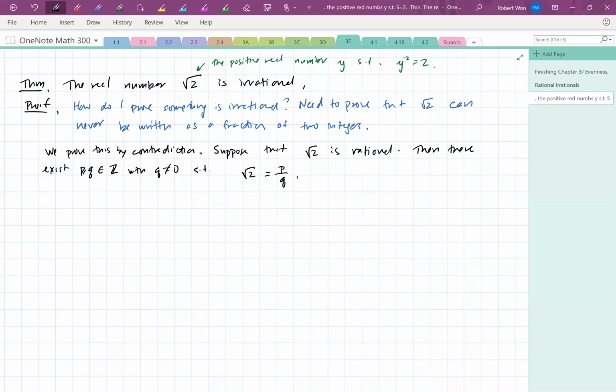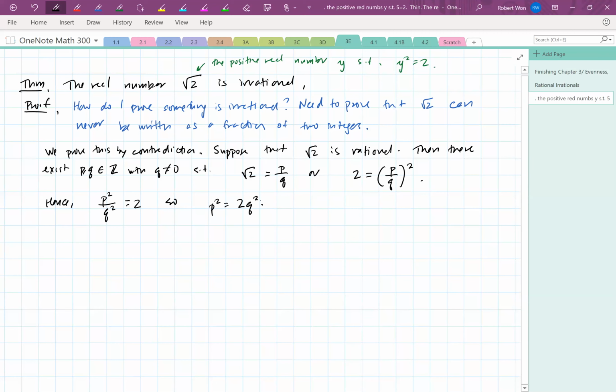Or another way to say this: 2 is equal to (p over q) squared. Hence, we can do some basic arithmetic here. p squared over q squared equals 2, which means that p squared is equal to 2 times q squared. If root 2 is rational, then I have integers like this. p squared equals 2q squared.